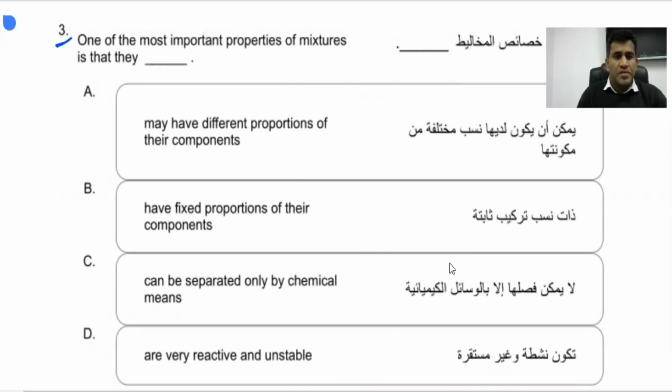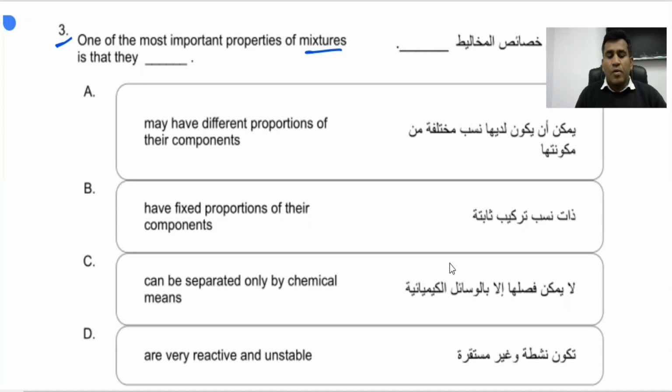Question number 3 here is, one of the most important properties of a mixture is that they may have different proportions of their components. The other options say have fixed proportions of their components, can be separated only by chemical means, are very reactive and unstable. So as we are talking about the word mixture, a mixture is basically the combination of different types of compounds or different kinds of elements.